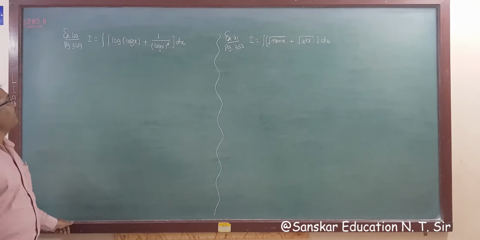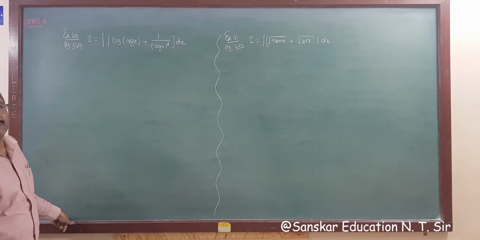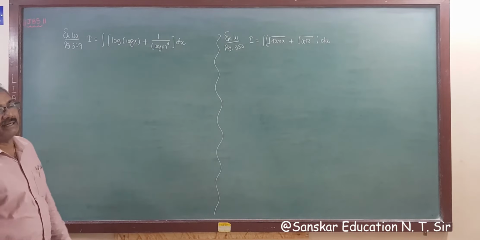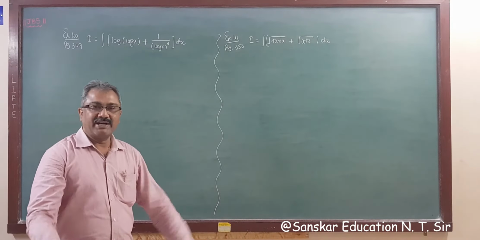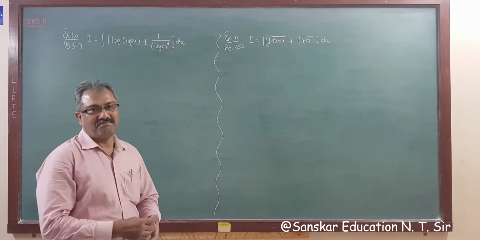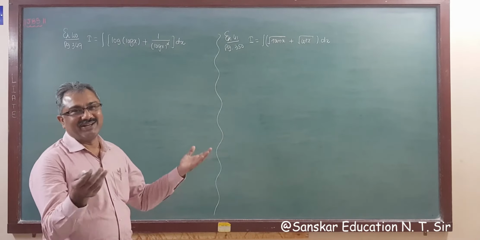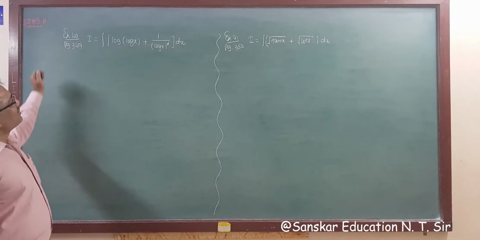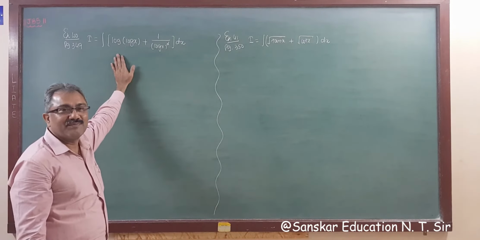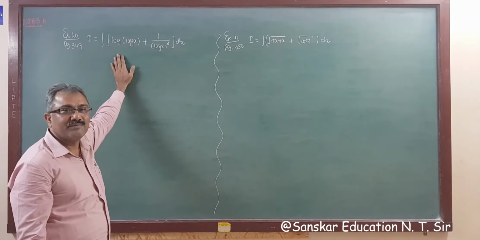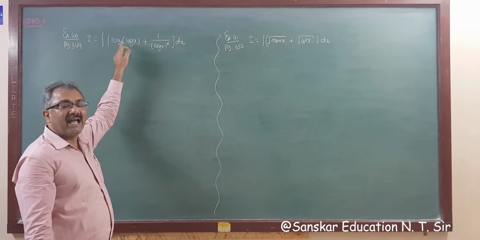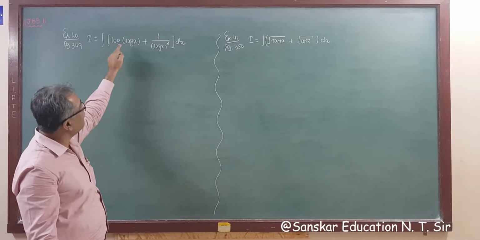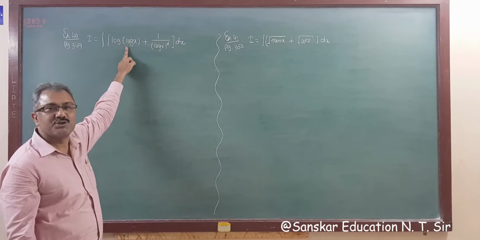Example number 40, page 349. I is equal to integration log x plus 1 upon log x whole square dx. No idea at all. Any idea? No idea. No idea is there. So as I told you, what to do? Log x required, instead of x, here is log x. So assume for log x.